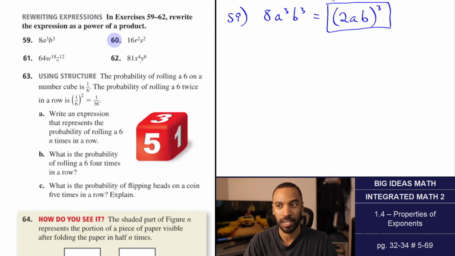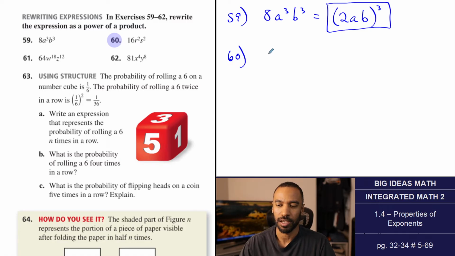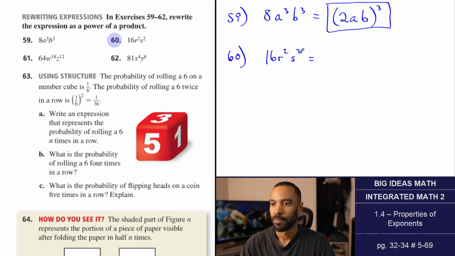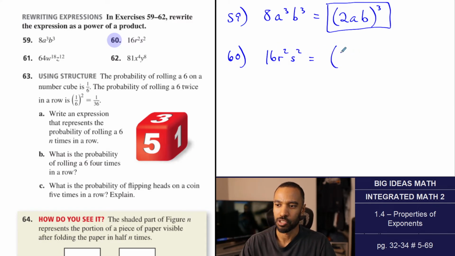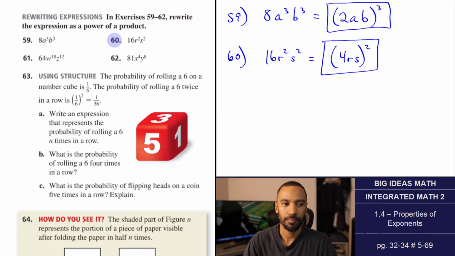I don't know how much work I can really show on this other than to say out loud what I'm thinking. Next one, 16r squared s squared. Hey, there's no 5. Good. They're both squared, and 16 is a perfect square of 4. So this can be 4 times r times s, quantity squared. 61.